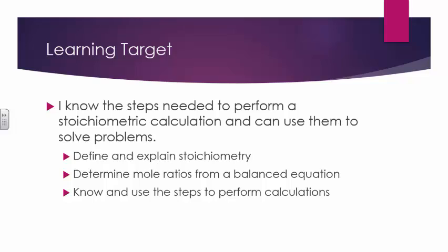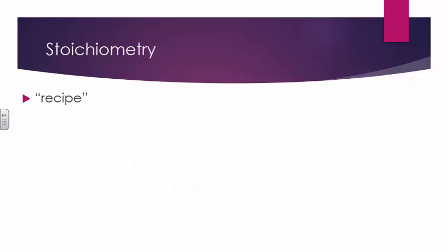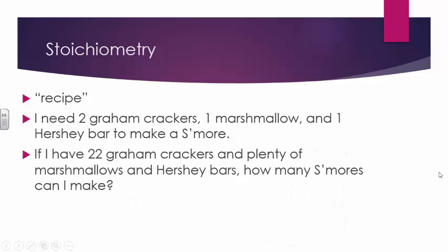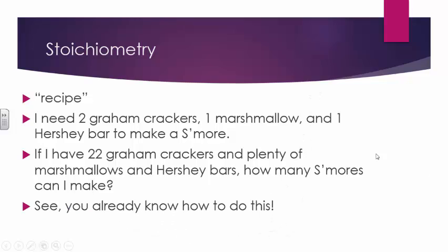So let's talk about what stoichiometry is. It's basically a recipe. So if I have a recipe to make a s'more, I need 2 graham crackers, 1 marshmallow, and 1 Hershey bar to make a s'more. So if I have 22 graham crackers and plenty of marshmallows and Hershey bars, how many s'mores can I make? Well, I can figure out that I can make 11 s'mores based on my graham crackers. So see, you can already do this. We just have to use our chemical equations as opposed to a recipe for s'mores.